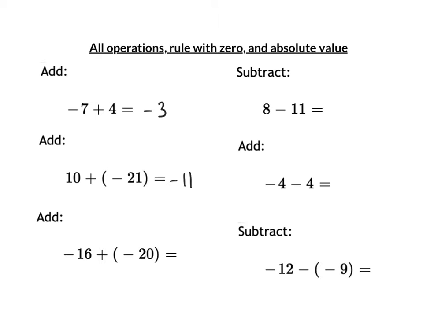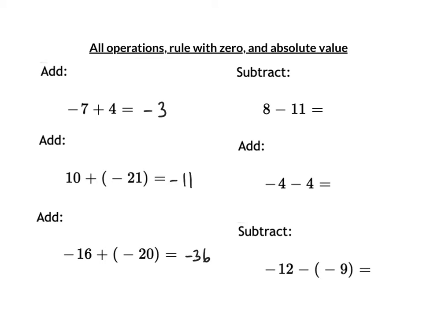Third example. Now, a lot of students goof up here because they see these two negatives and they think, hey, two negatives make a positive. But that's only true if you multiply and divide. This is adding. And if you have two debts, if you owe two people money, that's not a positive thing. So -16 plus -20 means you owe $16 to one friend and you owe $20 to another friend. So altogether, you owe $36. -36 is the answer.